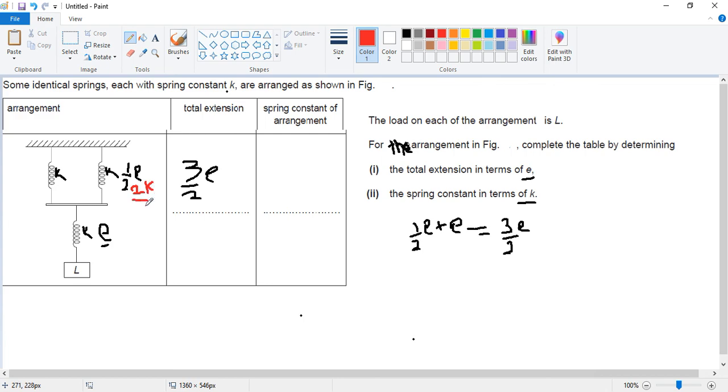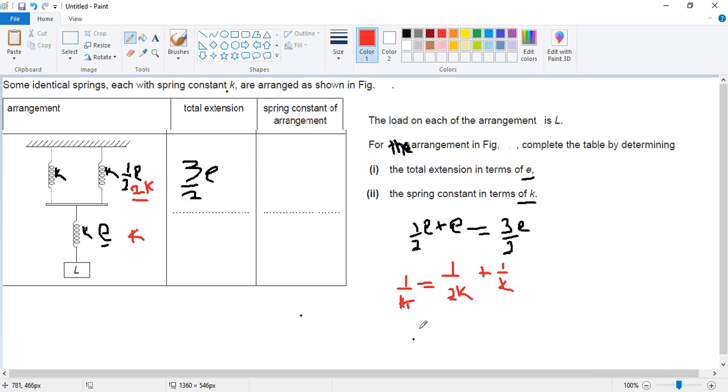But the 2K is going to be in series with the K. So here this one is K. Then what will be the effective? Remember, when springs are in series, we use the reciprocals. So this will be 1 over the effective, which I'm going to call KT to mean total spring constant, should be equal to 1 over 2K plus 1 over K, because they are in series.